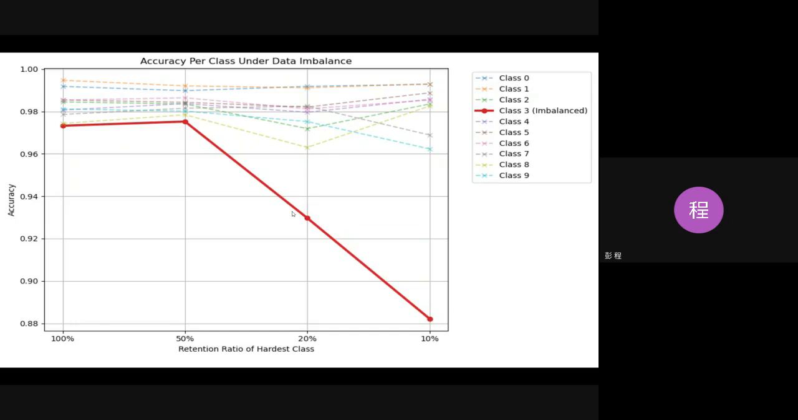Next page. As we can see from this chart, when we reduce the proportion of 3 in our training set to 50%, the model is still performing fine, but at 20% the accuracy just dropped, and at 10% the accuracy dropped below 0.9. It doesn't affect the overall performance very significantly, but there is still a drop, as we can see. Next page. Very nice.